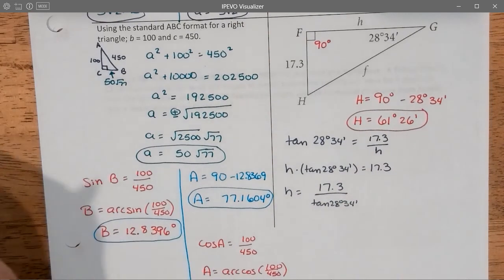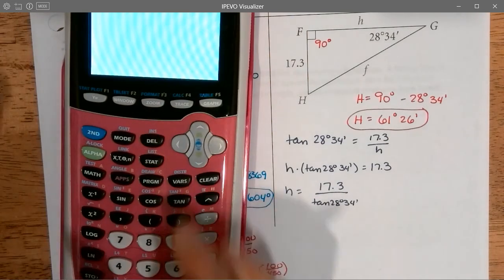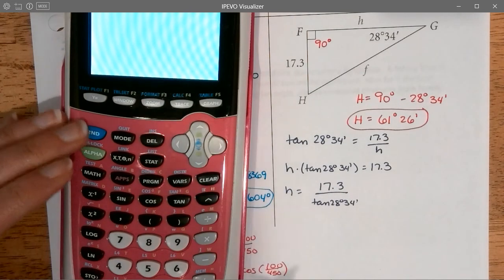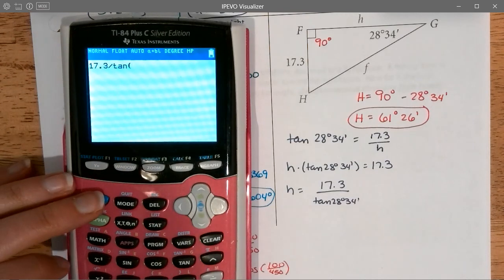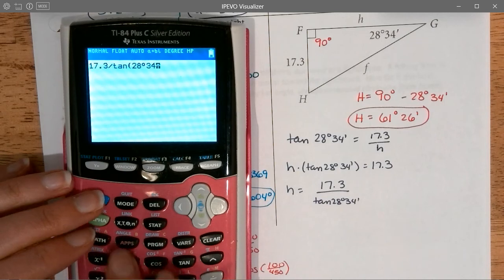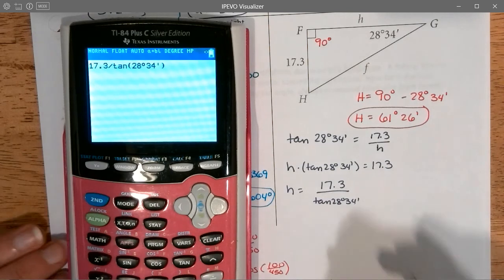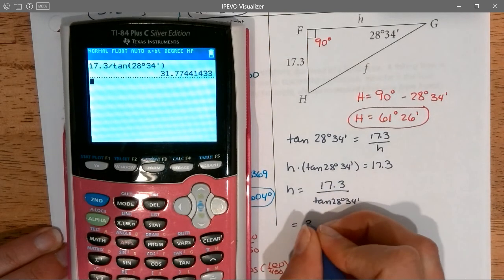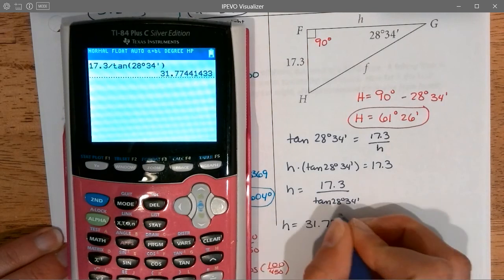Okay? I'm going to do this in the calculator first, then in decimals, just for comparison. So that's 17.3 divided by the tangent of 28 angle degrees, 34 angle minutes, and I get an h value of 31.77. So that is our h.